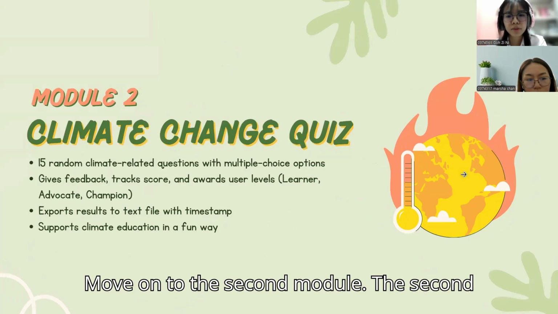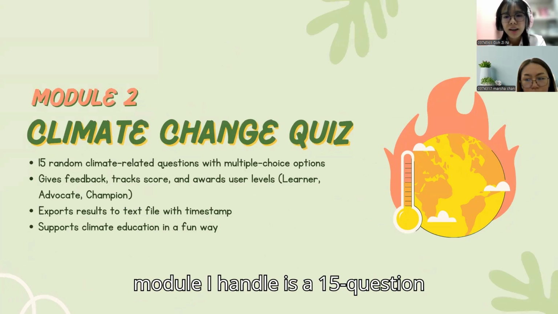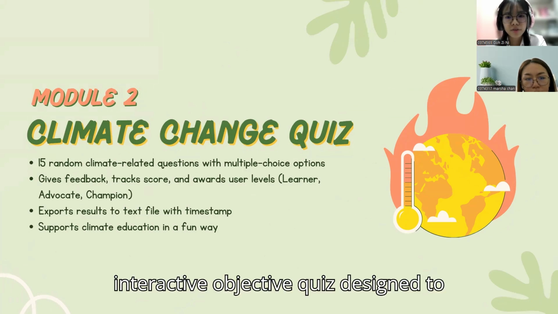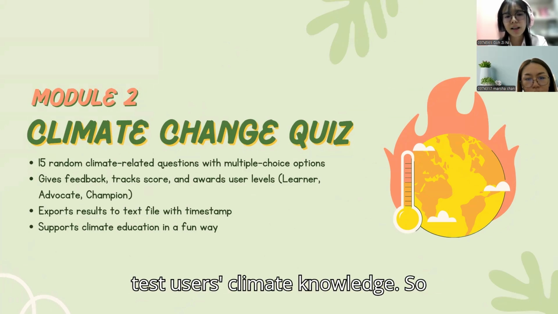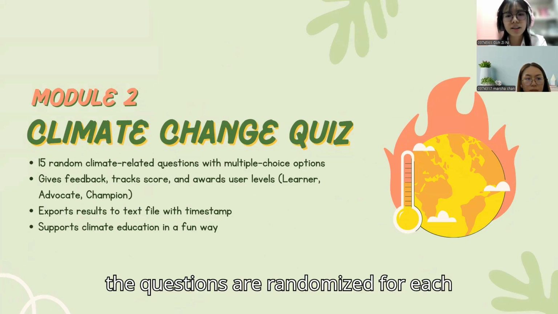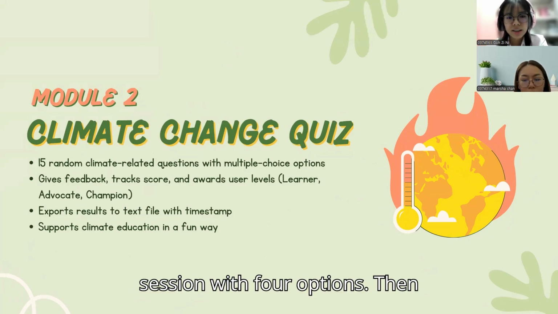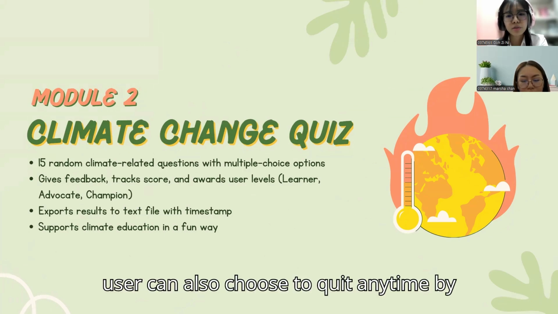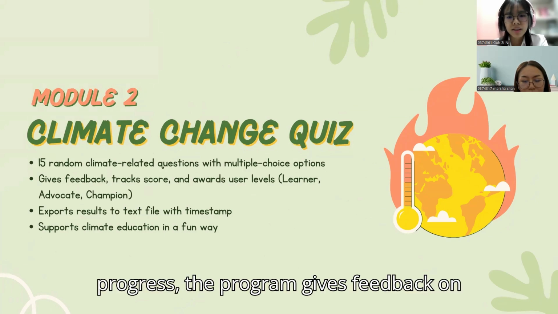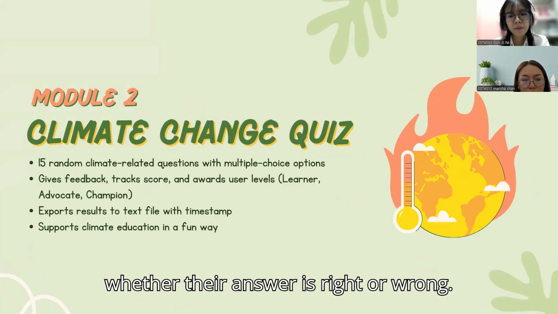Moving on to the second module. The second module I handle is a 15-question interactive objective quiz designed to test users' climate knowledge. The questions are randomized for each session with four options. Then the user can also choose to quit anytime by typing X. As the user progresses, the program gives feedback on whether their answer is right or wrong.